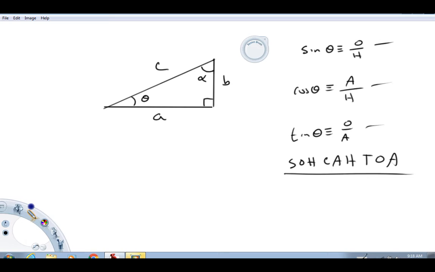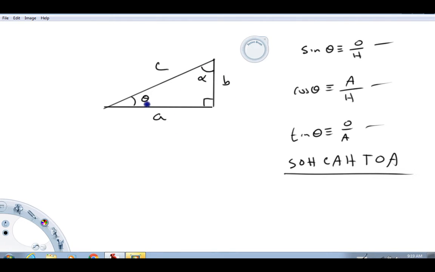The purpose of this video is to introduce what are called the trigonometric functions. Now the first thing to realize here is that the trigonometric functions are about right triangles. So I've got a picture of a right triangle here. This symbol here means 90-degree angle, which is what makes it a right triangle. I've called this angle theta, this angle alpha, this side A, B, and C.